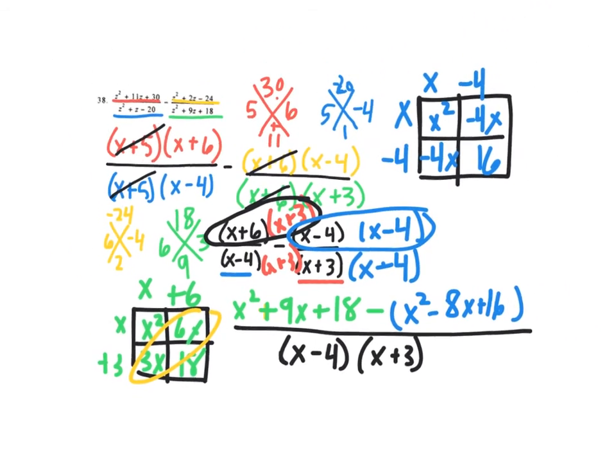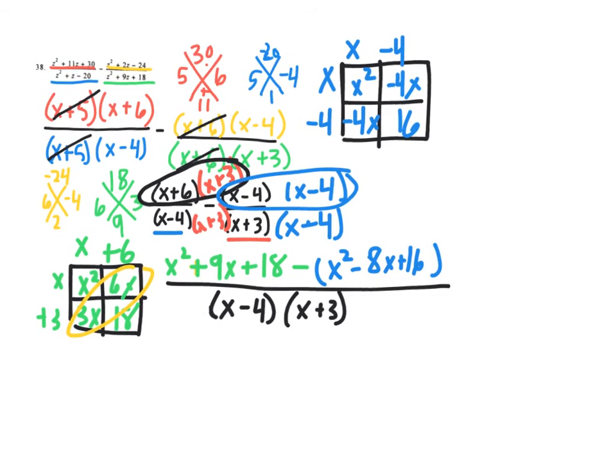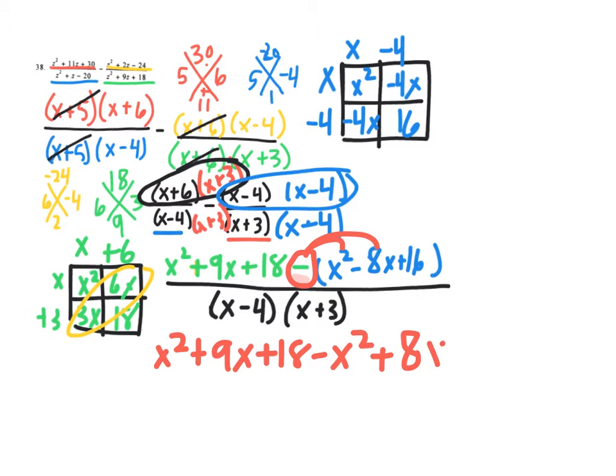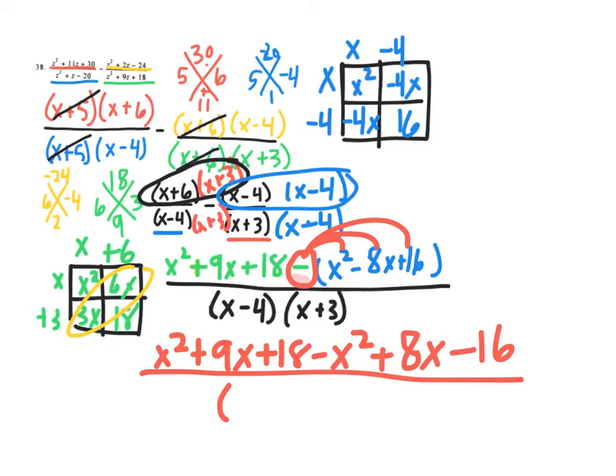Is this problem ridiculously long? Clearly it is. Sorry, I'm going to zoom out one last time. Before I do anything, I need to distribute this negative sign before I combine anything. The first thing is going to stay the same. I still have x squared plus 9x plus 18. And then we're going to have a minus x squared, a plus 8x, and a minus 16. All of that is divided by x minus 4 times x plus 3.